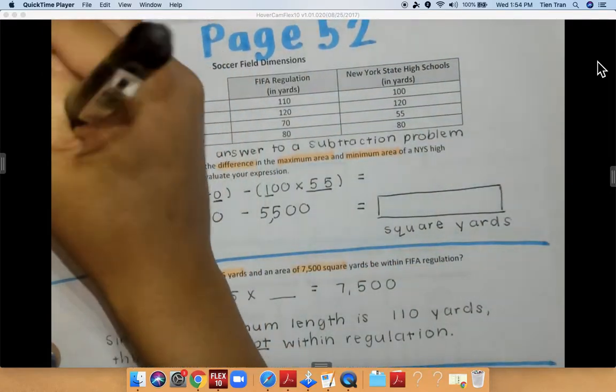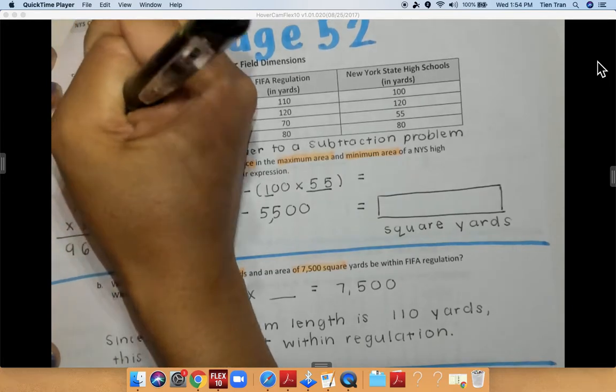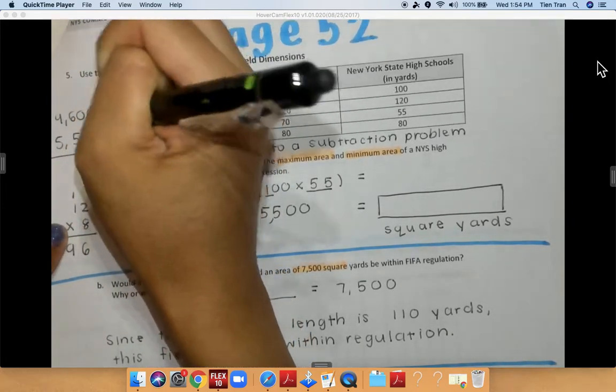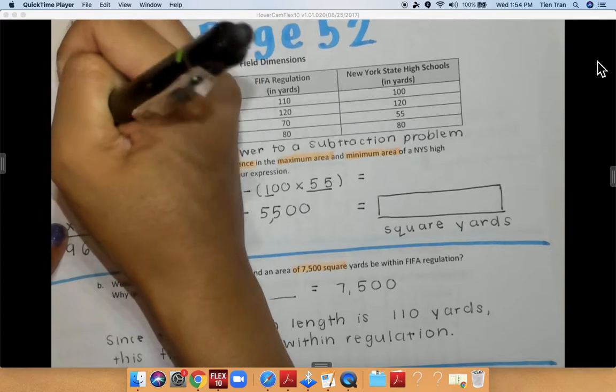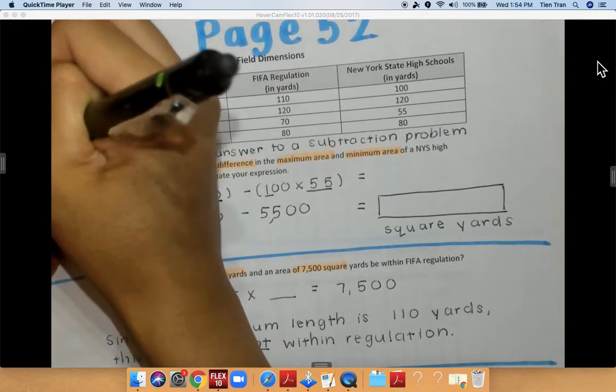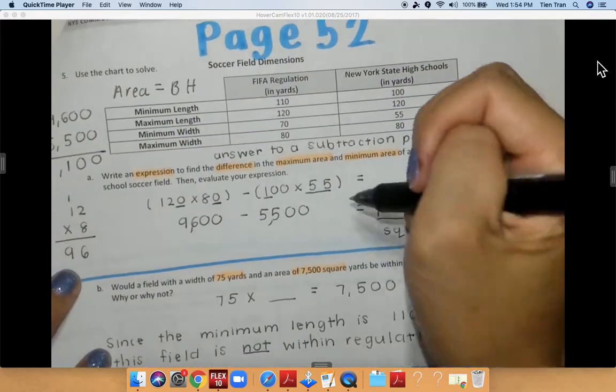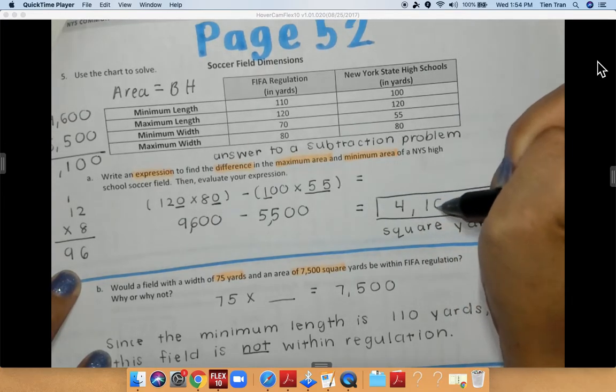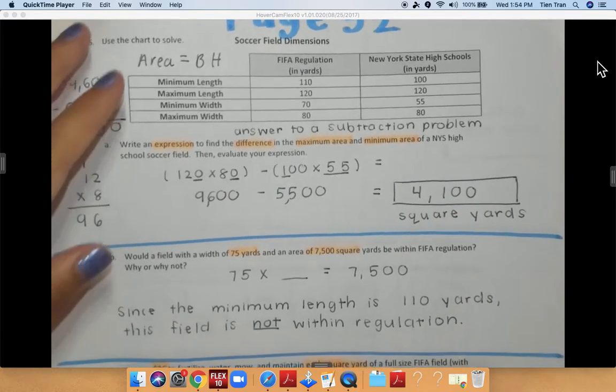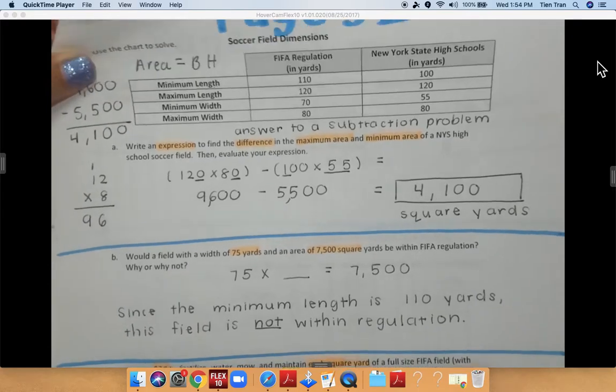9,600 minus 5,500. 0 minus 0 is equal to 0. 0 minus 0 is equal to 0. 6 minus 5 is 1. And 9 minus 5 is equal to 4. So I get 4,100 square yards. Okay? Now, I'm going to move on to the next problem, problem B.